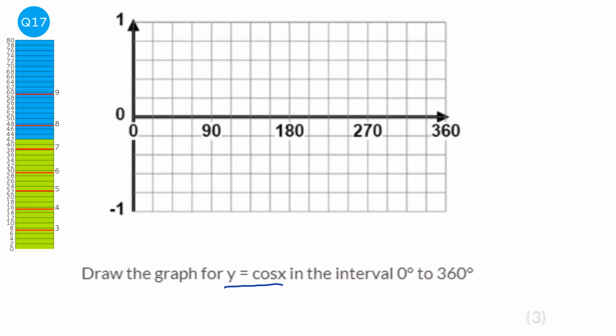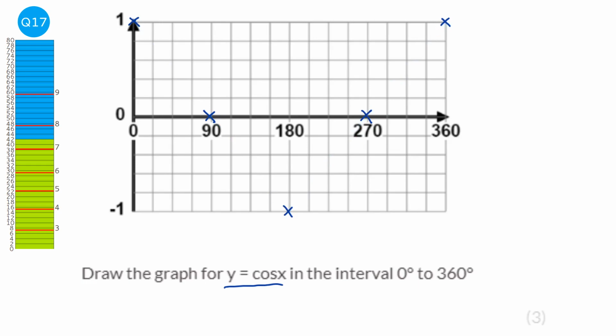You're expected to be able to draw a sine, cosine and tangent wave, and here we're asked to work out what y equals cos x looks like on a graph. Now cos x starts at 1, goes down to 0, then goes down to -1 at 180, then back up to 0 at 270, then back up to 1 at 360. But don't just join it up with straight lines. That will not get you any marks. You've got to make it look like a wave.